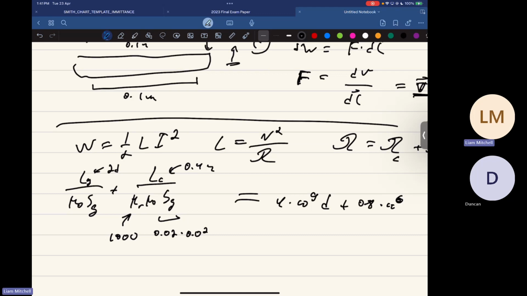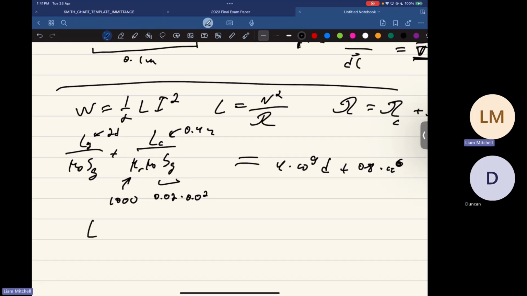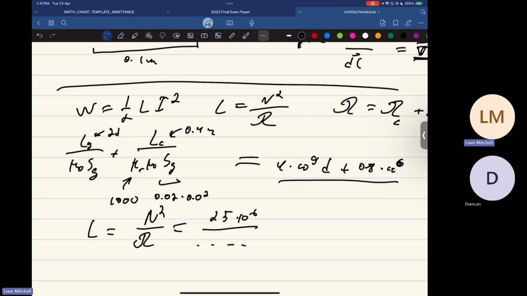You can see that the term for d is much higher because air is much less permeable than iron. Then our inductance is N squared over reluctance. N is 5,000, so N squared is 25 times 10 to the 6, over that expression. If you calculate this at d equal to 5 millimeters, we get 1.202 henry. This is going to be useful in a later part of the question, because later we are asked to find inductance.